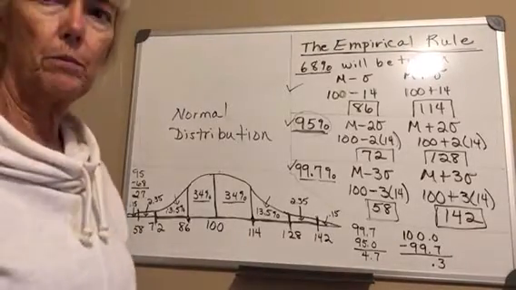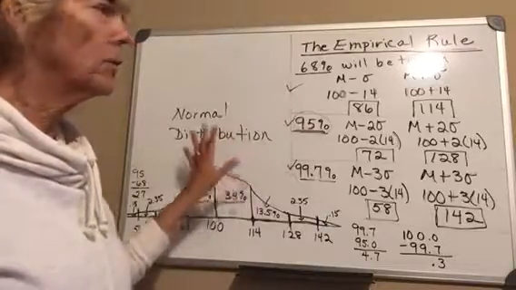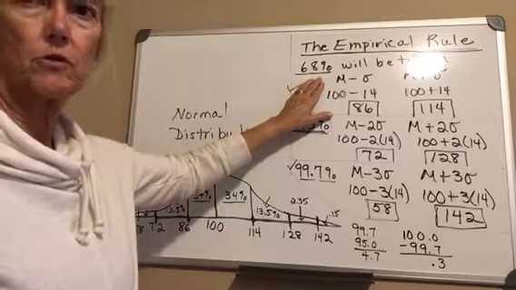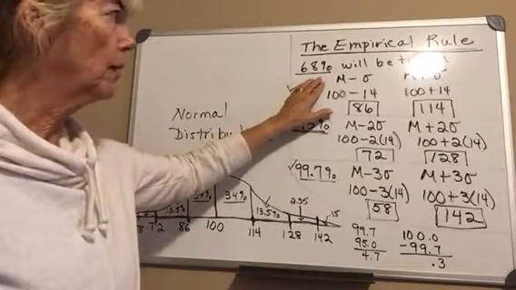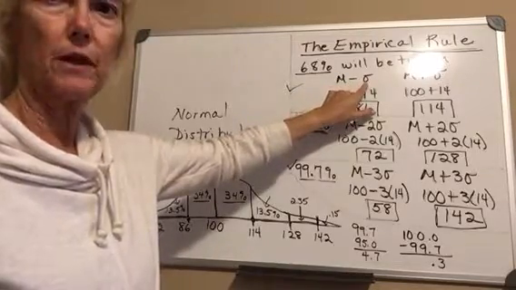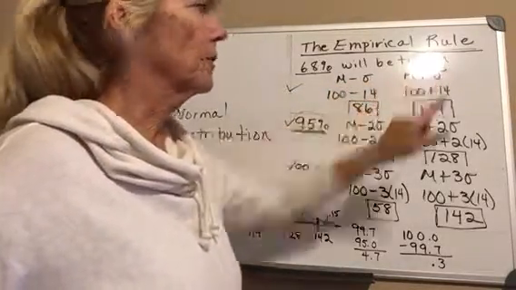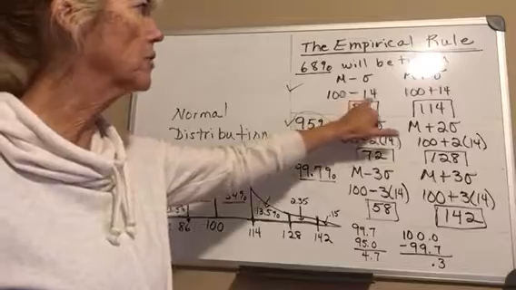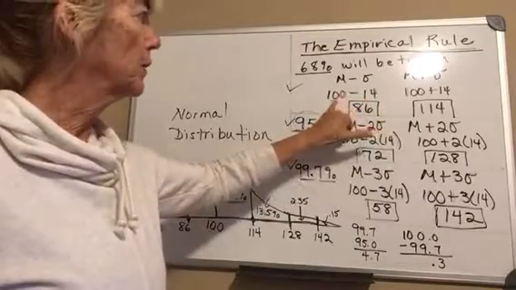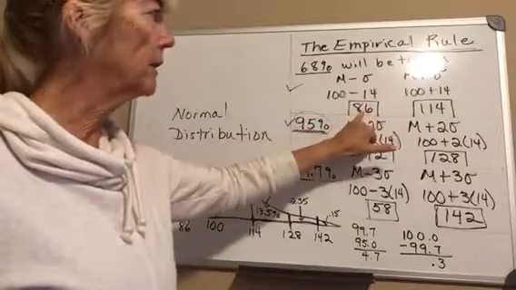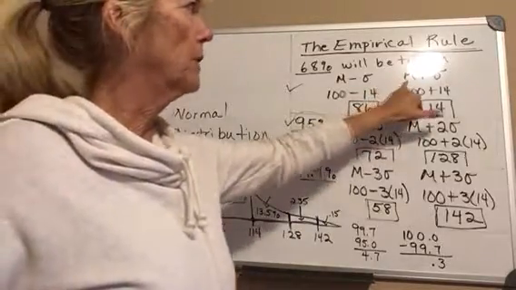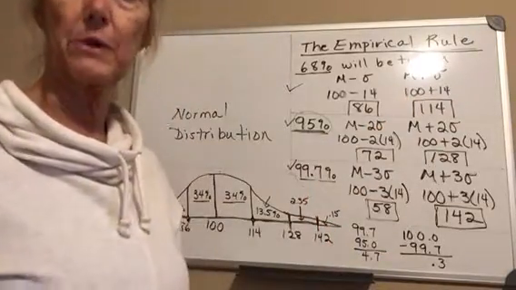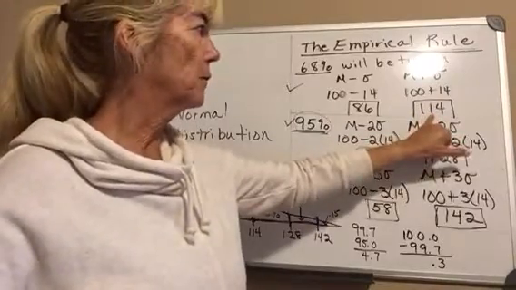So what the empirical rule says is that if you have a normal distribution, 68% of the distribution will be between your mean minus your standard deviation and your mean plus your standard deviation. Let's say you had a problem where your mean is 100 and your standard deviation is 14. Your mean minus your standard deviation gives you 86, and your mean plus your standard deviation, 100 plus 14, gives you 114.